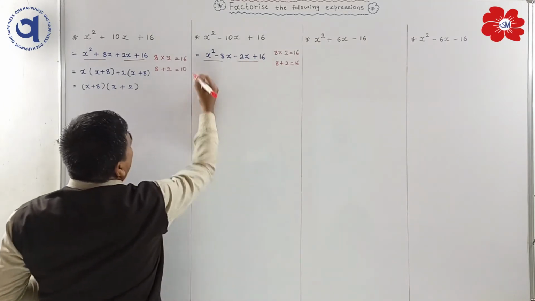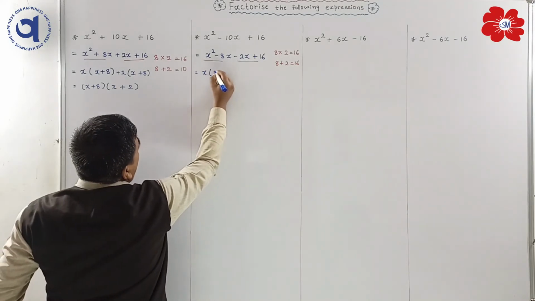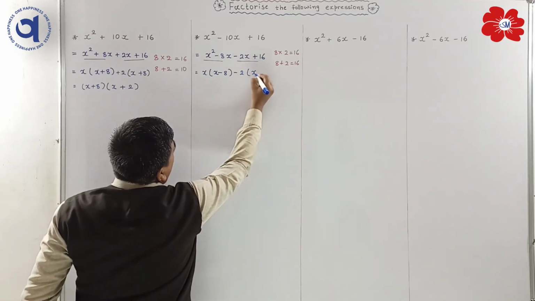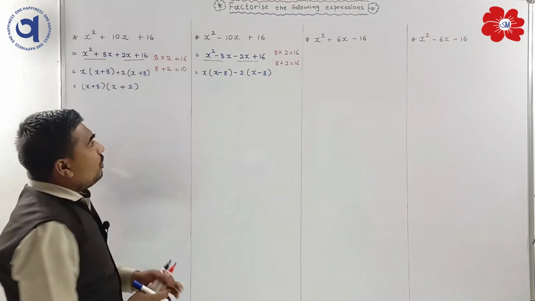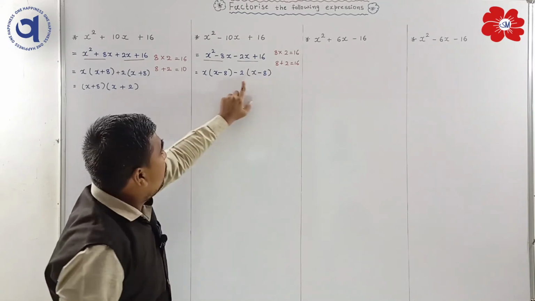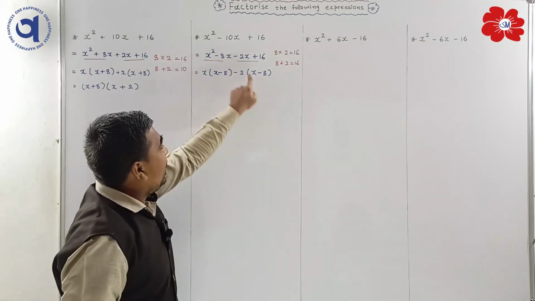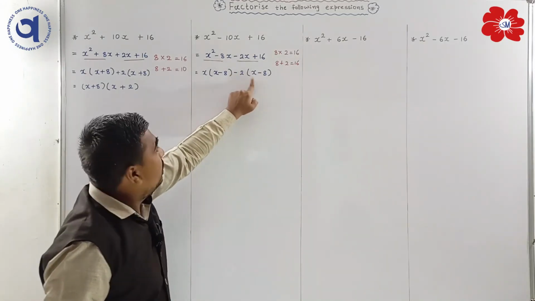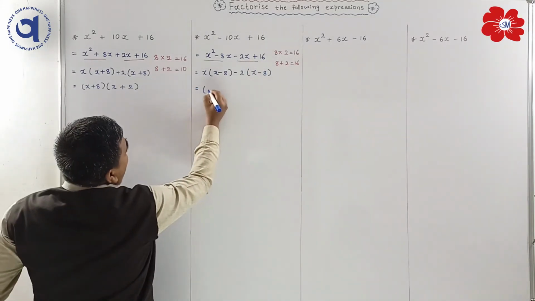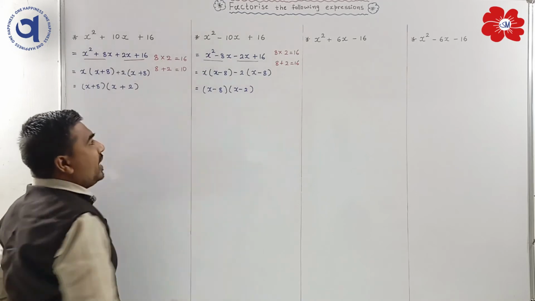We divide into two parts. The first part is x square minus 8x. We take x common, and the bracket is x minus 8. Then we take minus 2 common in the bracket x minus 8. Whenever we take minus common, the sign will change. Here minus 2x, we write plus x; here plus 16, we write minus 8.